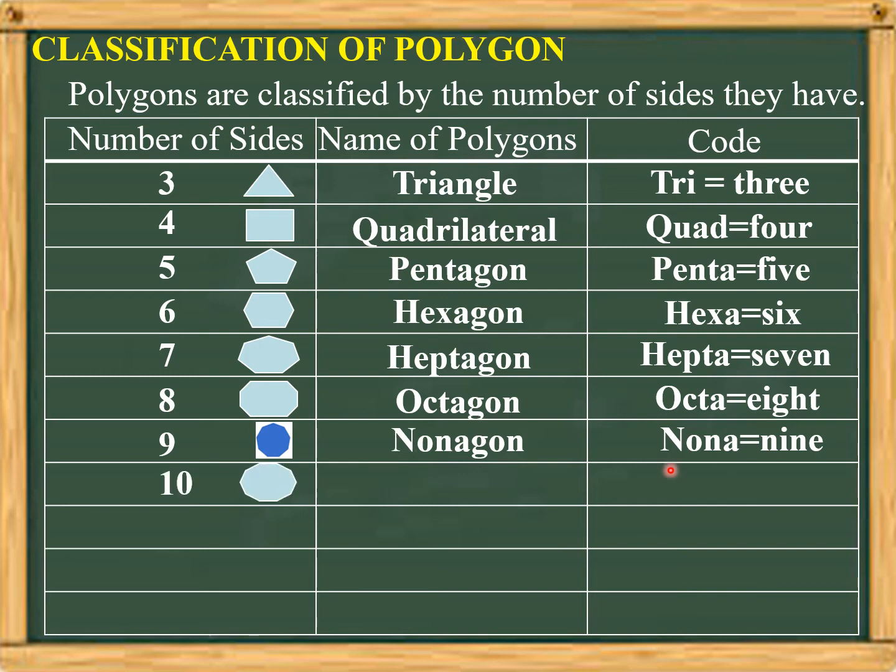Nonagon. Next, we have 10 sides. So this is the figure. Our code here is deca, which means 10. So the name of the polygon na merong 10 sides ay decagon.